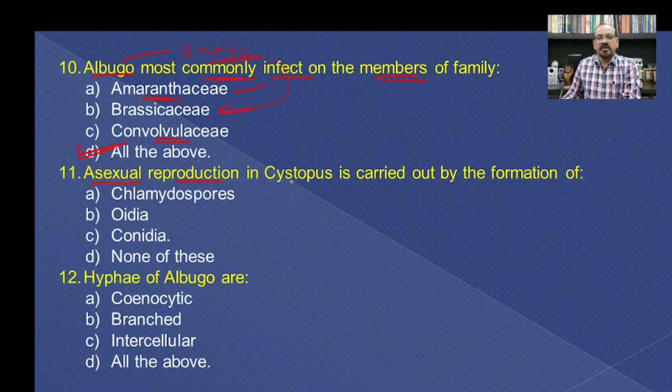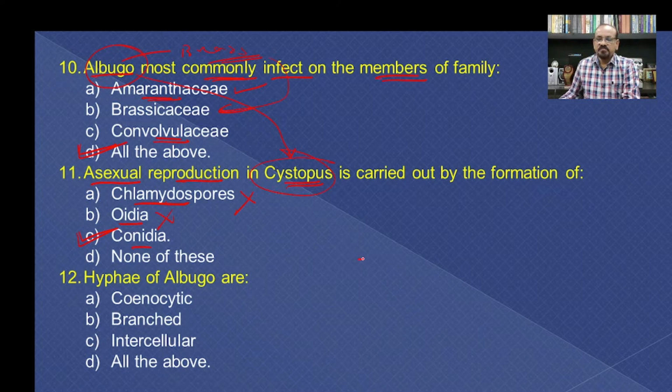Then asexual reproduction in the Cystopus is carried out by the formation of. The Albugo and Cystopus are one and the same. This is the alternate name of the Albugo, and hence here in Cystopus there is formation of either chlamydospore, oidia, or the conidia. So chlamydospores and the oidia are not formed by the Cystopus or the Albugo, and hence the conidia become the correct answer for the Albugo.